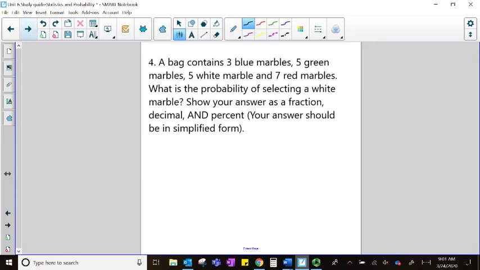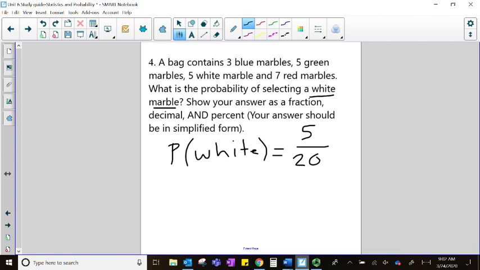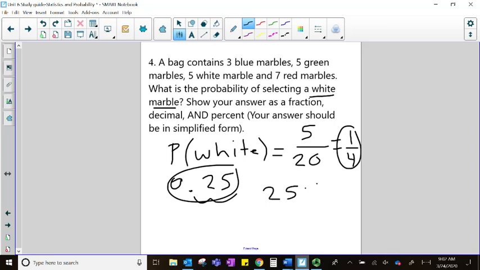All right, next one, we have a bag that contains 3 blue marbles, 5 green marbles, 5 white marbles, and 7 red marbles. What is the probability of selecting a white marble? Show your answer as a fraction, decimal, and percent. So probability of selecting a white marble is favorable outcomes over total outcomes. There are 5 white marbles over 20 total marbles when you add them all up, and that reduces to 1 in 4. That would be your fraction. Change that into a decimal by dividing 1 divided by 4, and then change it into a percent by moving it over twice. 25% chance.